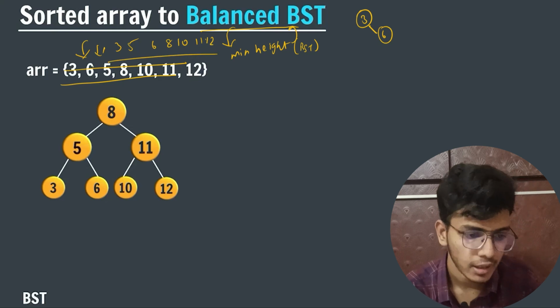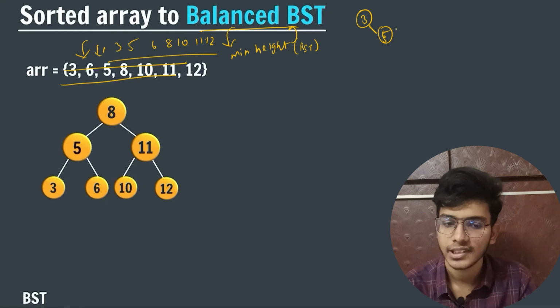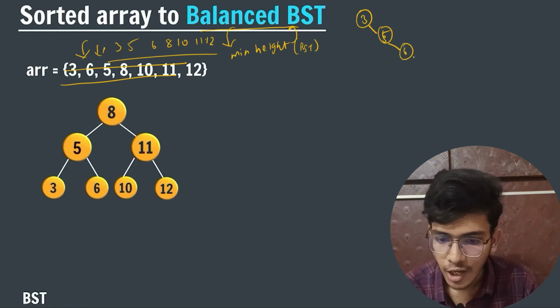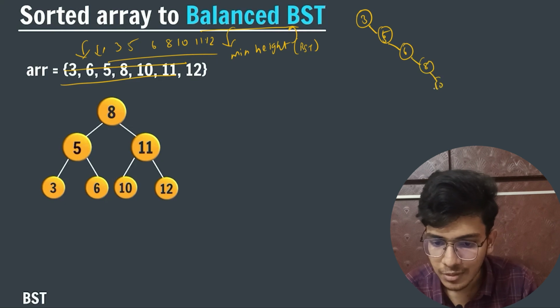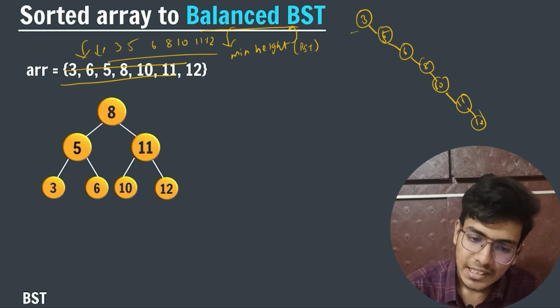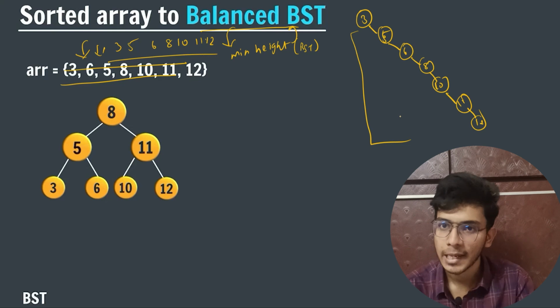So this is the sorted. I think this is a slight mistake in the PPT, so I will add 5 on the right side. After 6 is also greater, so again 6 will come here, after 8 will come here, after 10 will come here, 11 and 12. So you can see that the height of this particular tree is high.